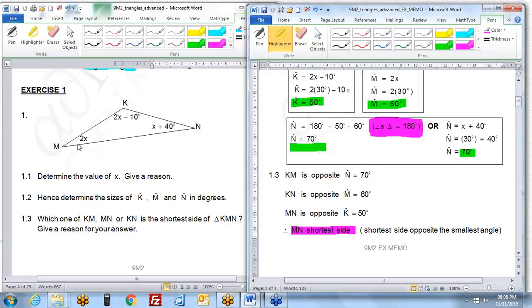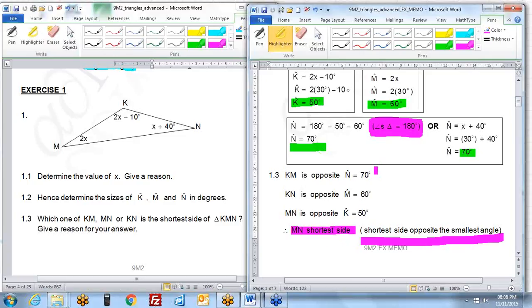So KM is opposite angle N, and that angle is 70 degrees. KN is opposite angle M, which is 60 degrees, and MN is opposite angle K, which is 50 degrees. So therefore, MN is the shortest side, and your reason: shortest side opposite the smallest angle.